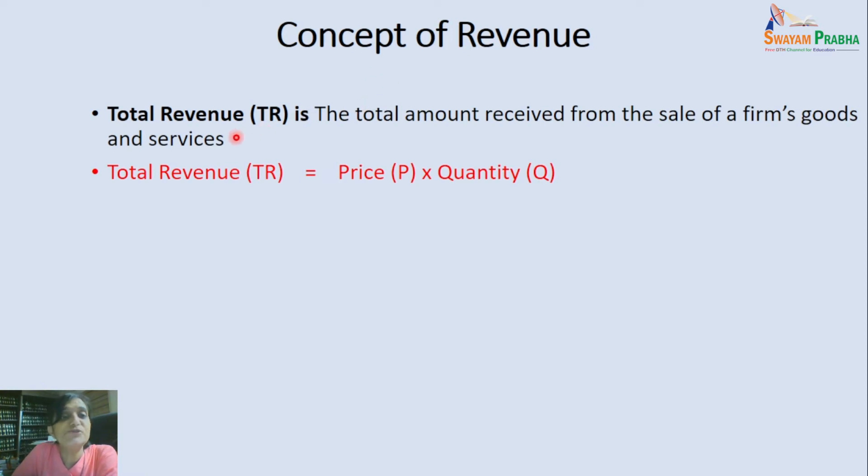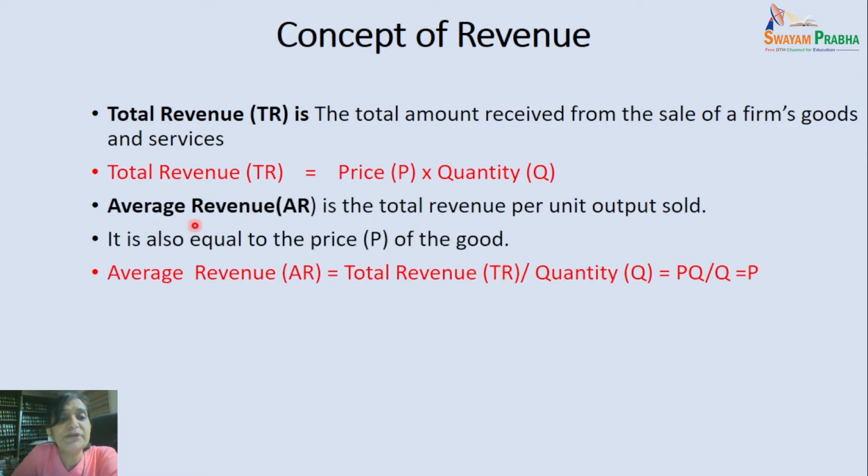One concept of revenue which we have just discussed is total revenue. That is the total amount received from the sale of the firm's goods and services. And how do we derive total revenue? Total revenue is the price of the product multiplied by the quantity sold. So P into Q is our total revenue.